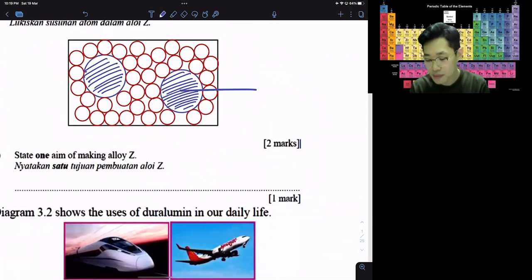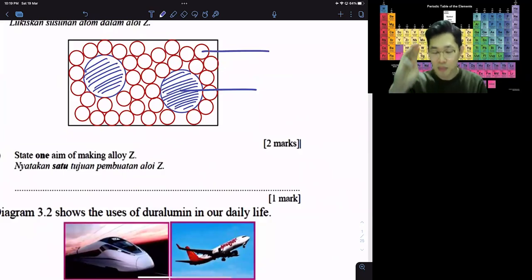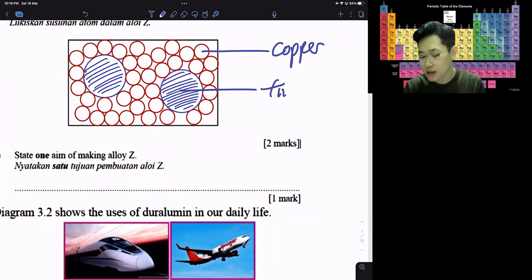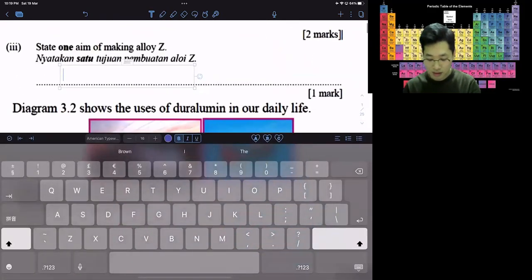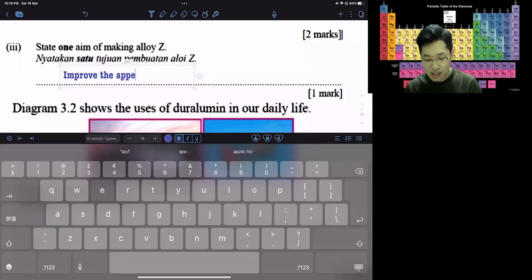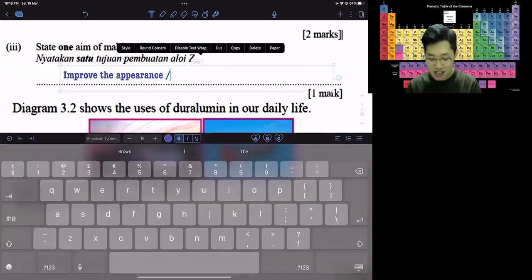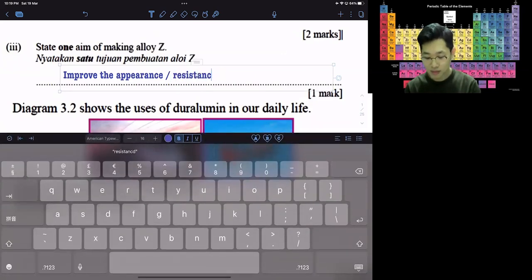Remember to label it not by the size, by the amount. Bronze is mainly made out of copper and a little bit of tin. Copper tin, like that. Aim of making alloy: improve the appearance, looks nicer. Increase the resistance to corrosion. What else? Harder, stronger, also can.